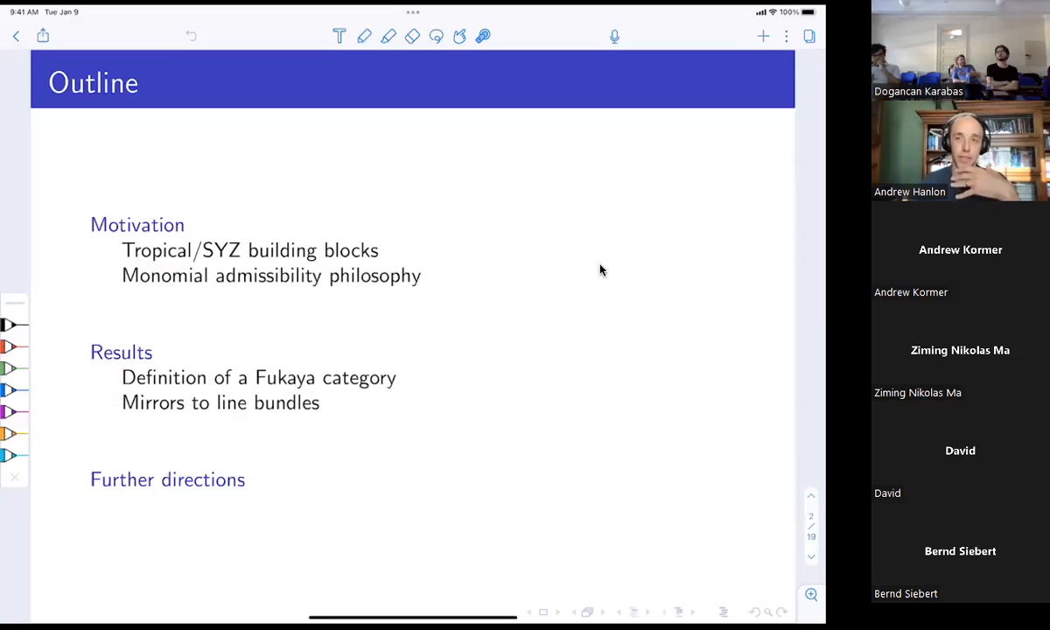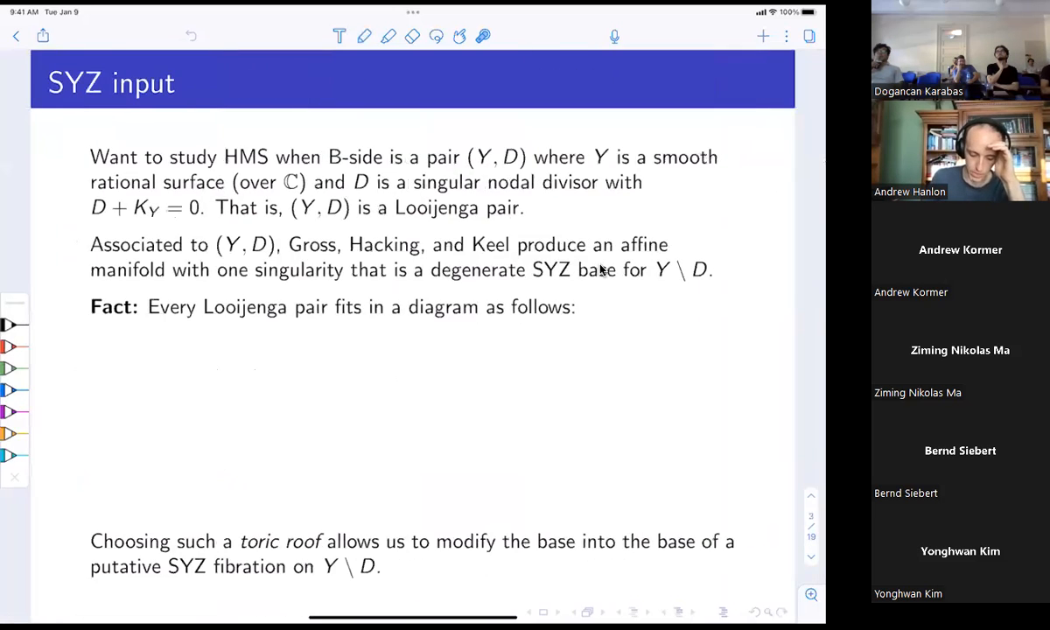And so the goal of this is to set up the Fukaya category that I would argue should be viewed as the mirror to a Looijenga pair in general. We don't have the full HMS story for this, but I'll talk a little bit about how it relates to what's known and what we can do. Okay, so let's start with the SYZ input.